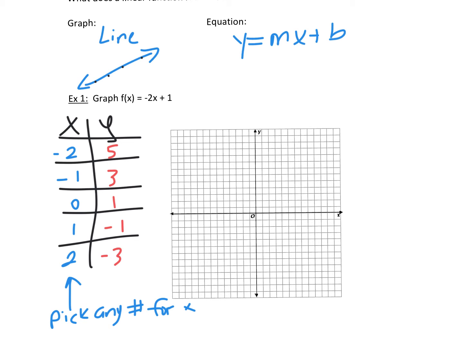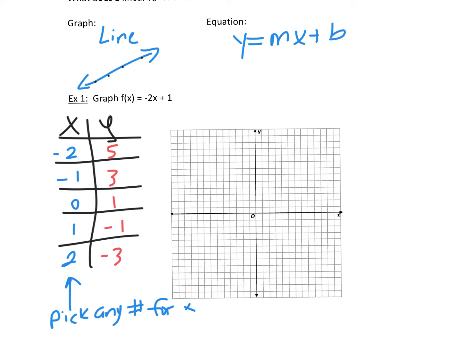If you remember when we're graphing, the x value, you go left or right. Left if it's negative, right if it's positive. And the y value, you go up and down. Up if it's positive, down if it's negative. So this tells me to go 2 to the left, 5 up to plot that point. So I'm going to go 2 left, 1, 2, 3, 4, 5 up, and there's my point.